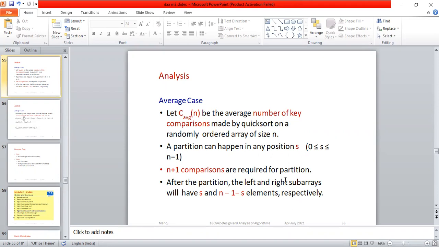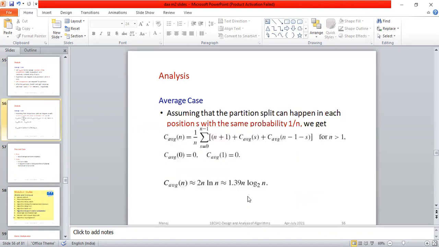After the partition, the left and right subarrays will have s and n minus 1 minus s elements. The left subarray will have only one element, that is the pivot element, and the right subarray will end at n minus 1, so n minus 1 minus s. Okay, so that is the next.